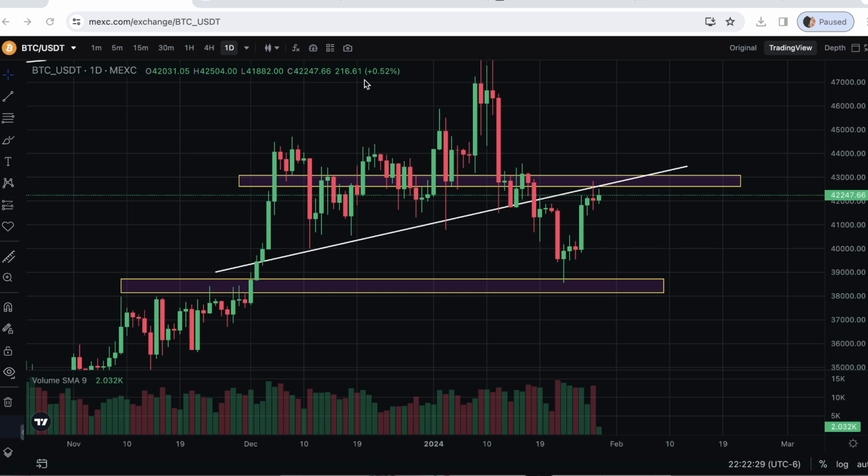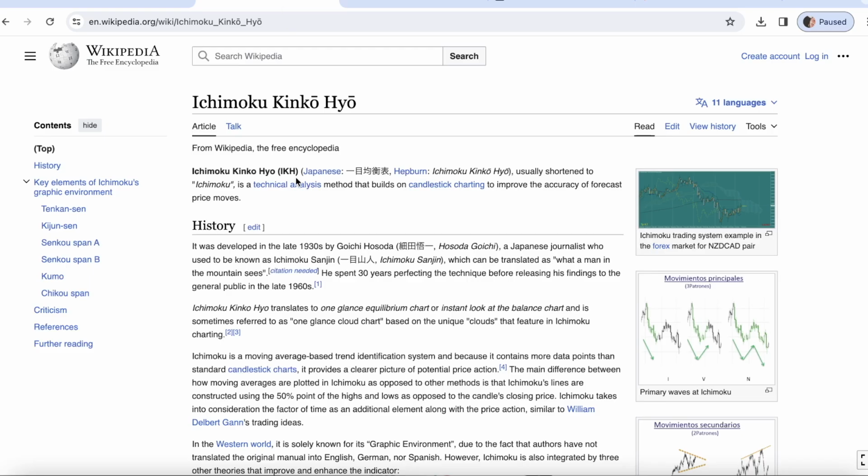Okay, so Ichimoku, it is a Japanese word, usually shortened to Ichimoku. I'm not going to read too much about it, but it is a technical analysis method that builds on candlestick charting to improve the accuracy of forecast price moves. I'm gonna break it down for you guys.